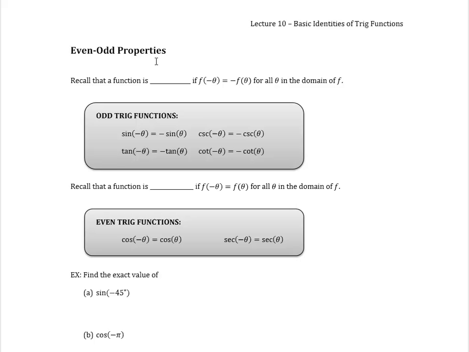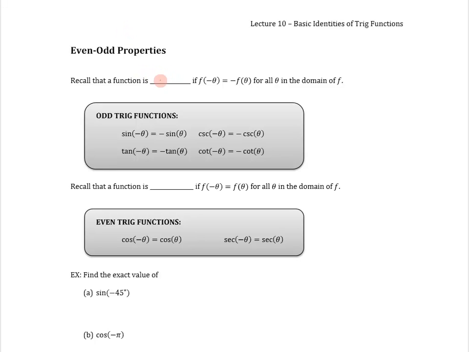Last of all, let's take a look at our even-odd properties. You'll recall from a previous lecture, the even functions and odd functions are special functions where you can determine their value when you plug in the negative value of an x or a theta. You get either the function value for just the theta, or maybe the negative of the function value. So, here's the definition. Let's just write it down.